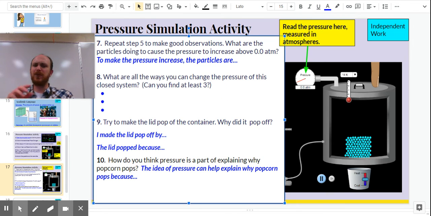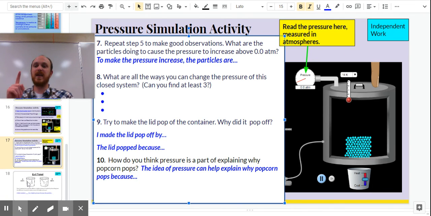Then play around with all the different things you can do. Can you find at least 3 ways to increase pressure? If it starts at 0, you have to increase the pressure of this closed system. Find them all for me. And then try to make the lid pop off. That's kind of fun. How'd you do it? Why does a lid pop off? Finally, how does any of this have to do with popcorn popping? Finish that sentence for me. The idea of pressure can help explain why popcorn pops, so start making those connections.